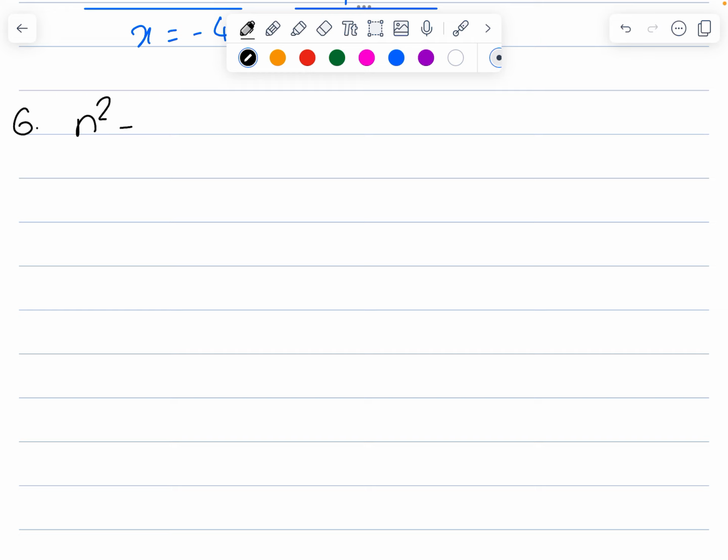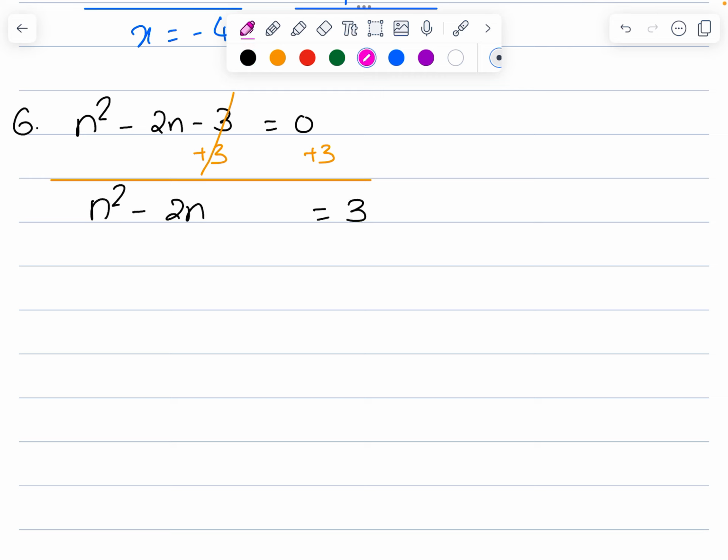n square minus 2n minus 3 equals 0. So first, what am I going to do? Add 3 on either side. So that 3 cancels. n square minus 2n equals 3. Then 2 divided by 2 is 1. Square of 1 is 1. Add 1 on either side. So this becomes (n minus 1) whole square equals 4.